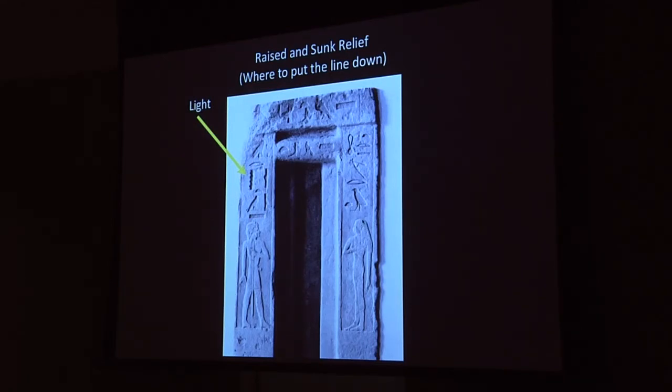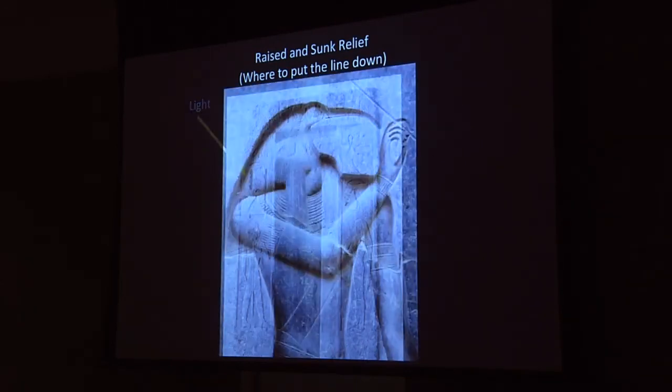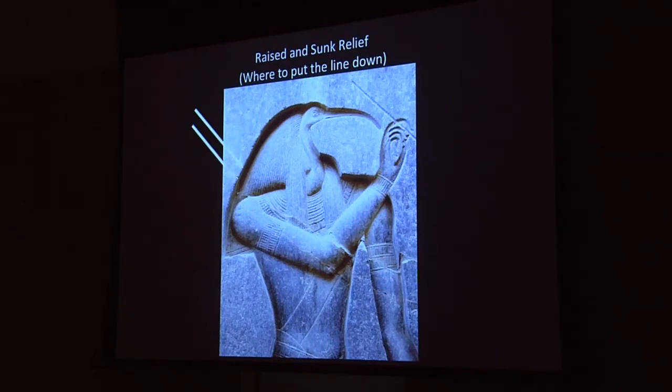When we get down to the sunk relief, it's going to be on the back side of the wig here. And that's the way you would draw such a false door as well. Where it gets tricky sometimes is where to put the line down. So in a case like this with sunk relief, you can see there's an outside edge and then there's a deep cut down inside. And the answer is to try to follow the outside of the cut because that's what the original artist was carving.